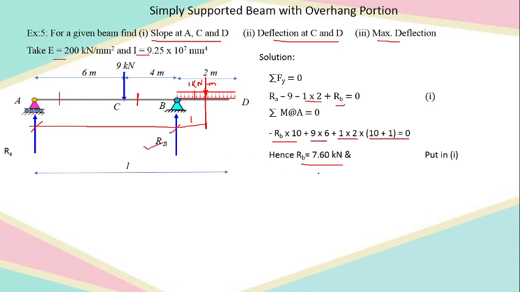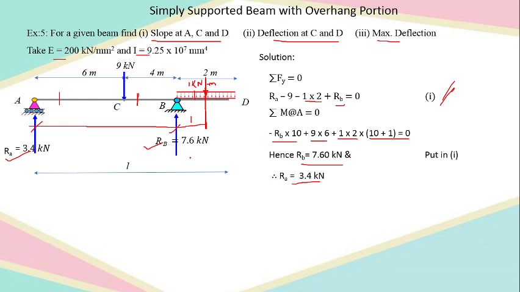Assumed direction of Rb is correct. Now put it in equation number 1. So I got a value of Ra equal to 3.4. Again it is positive, means assumed direction is correct. Now once I get the values of RA and RB, back substitute them. So I have written RA and RB here.